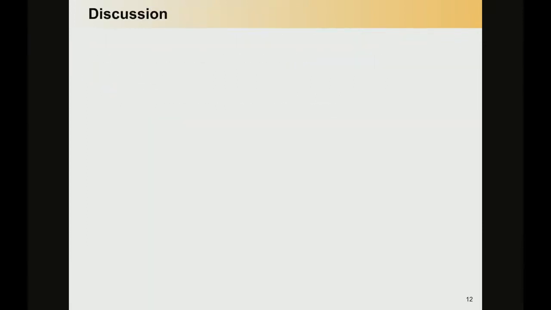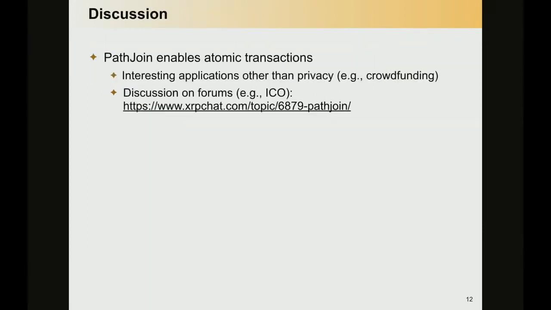So in the last 2 minutes, I would like to discuss a couple of points. So first, we have seen that PathJoin enables atomic transactions. And even though here I have shown it in the context of privacy, it is possible to use it in other applications. So in the paper, we discussed how to use it for crowdfunding. But even in the forums, they are using it for other applications. So there are many applications that could be built using the PathJoin protocol.